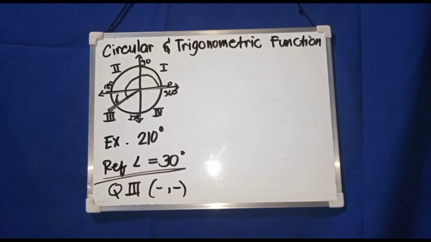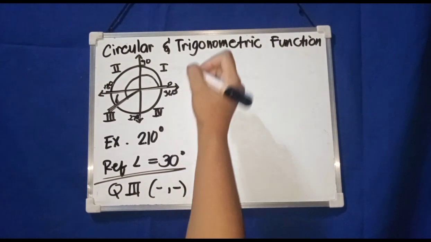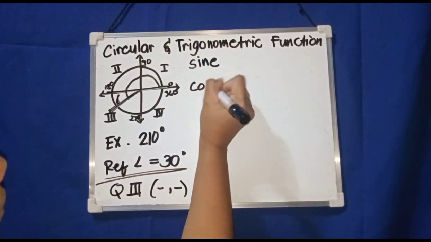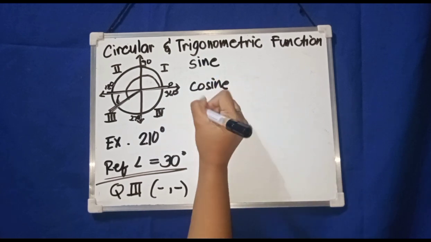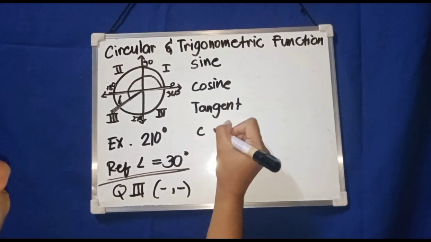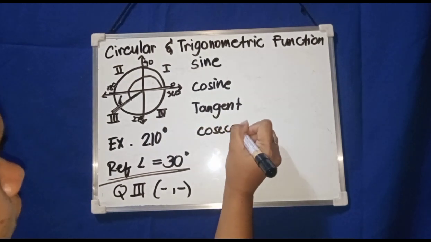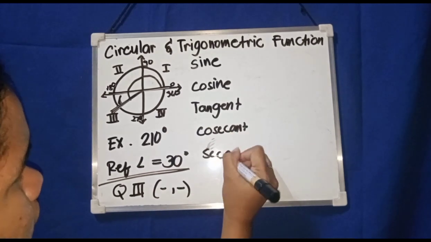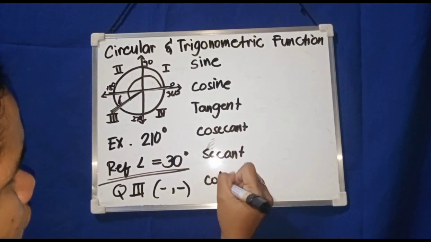So what are those 6 trigonometric functions? First we have sine, cosine, tangent, cosecant, secant, and cotangent.